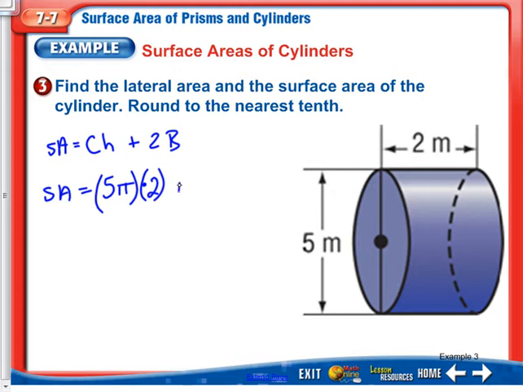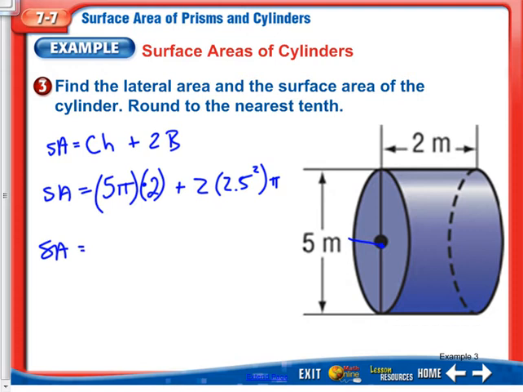times 2 plus 2 times now my base. To find the area of my base, I'm going to have to find the radius, which is 2.5, and I have to square that because it's pi r squared. So it's this times pi. So pi r squared is my formula for the area of a circle, and I have 2 bases, so I got to multiply by 2. All right, so let's go ahead and get some calculations done.